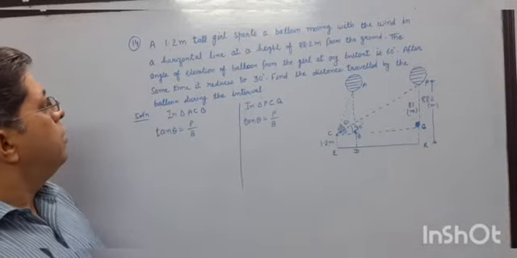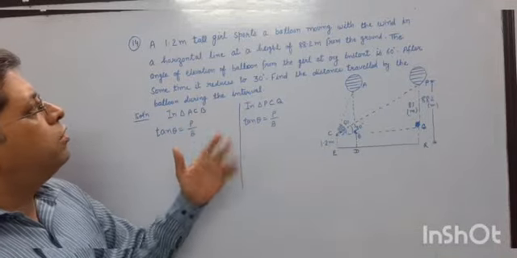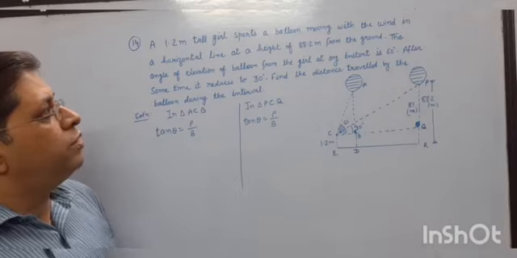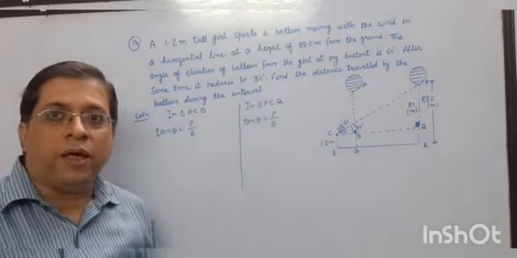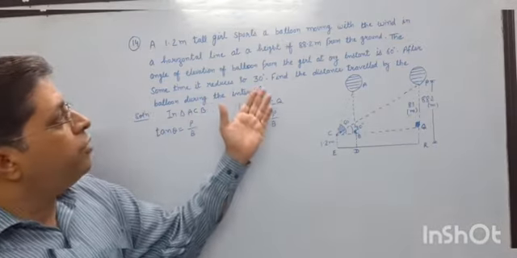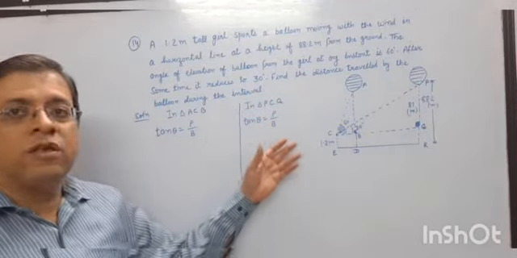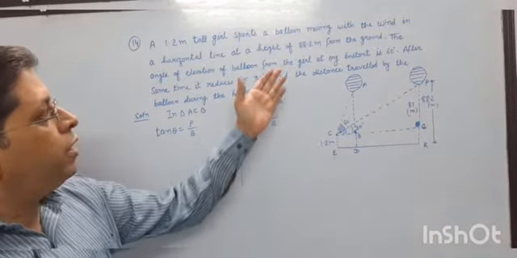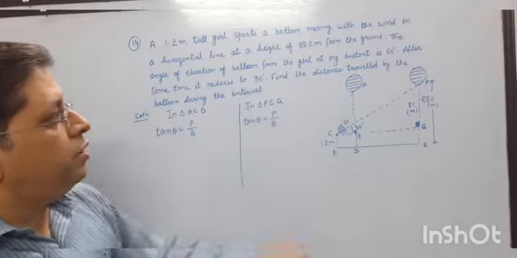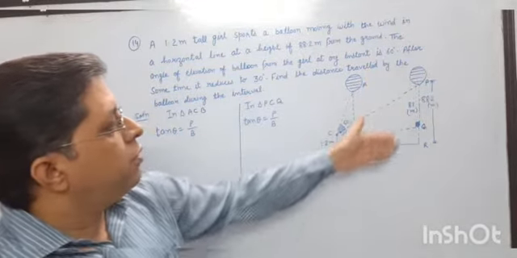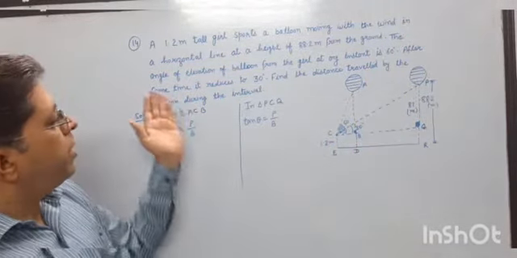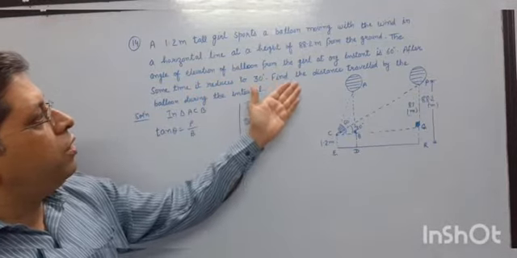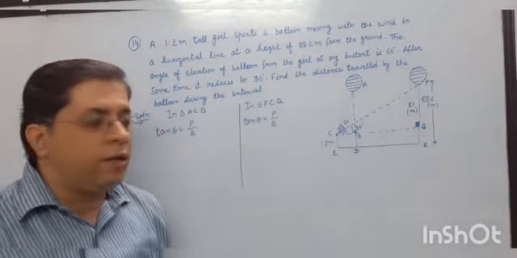Question number 14. A 1.2 meter tall girl spots a balloon moving with the wind in a horizontal line at a height of 88.2 meter. This is given in the figure also. From the ground, it is 88.2 meter height. Height is given to you. The angle of elevation of the balloon from the girl at any instant is 60 degree.